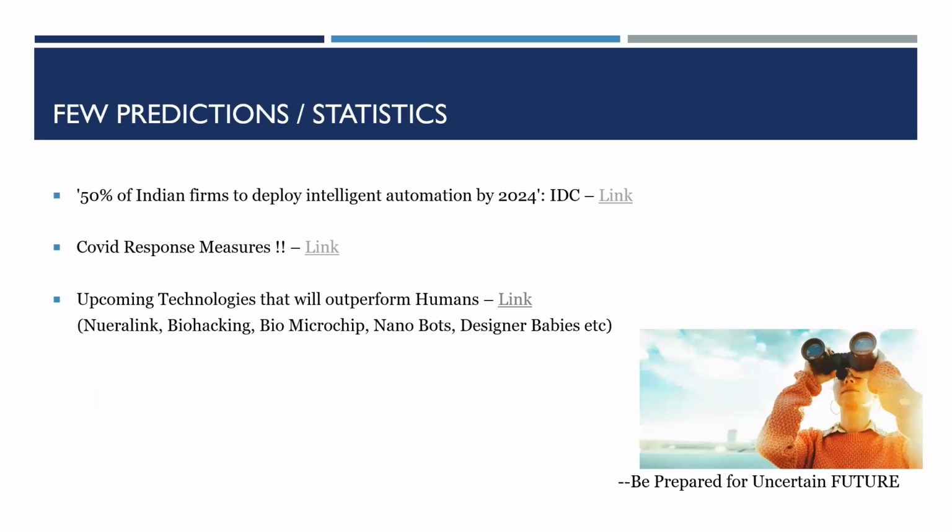So with that, I'll take you through very few statistics, or I would say very few reports. I can see close to 3 reports I'm going to discuss. Nothing more in statistics. So just open the first link, which says that 50% of the Indian firms are ready to deploy automation solutions by 2024, which is given by IDC. Let us see what is inside.